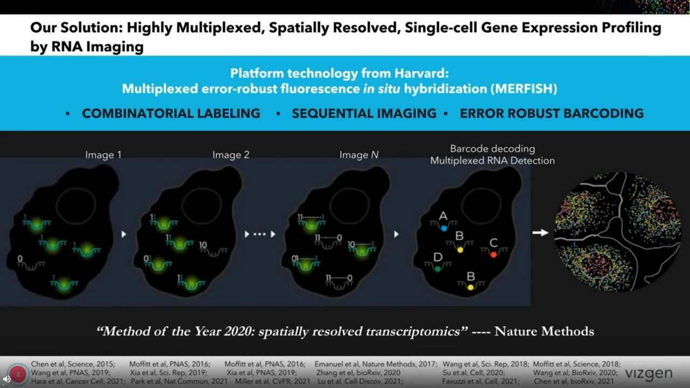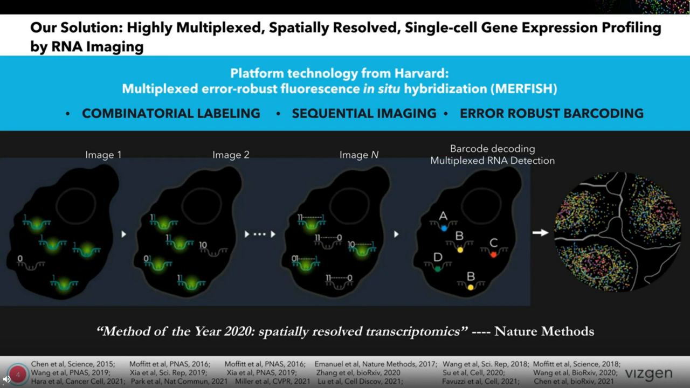MERFISH stands for Multiplexed Error-Robust Fluorescence in situ hybridization. This is an RNA imaging-based technique that can locate and quantify hundreds to thousands of different RNA species at the same time with subcellular resolution. As illustrated on this slide, there are 3 key aspects that make this highly multiplexed approach possible, which are combinatorial labeling, sequential imaging, and error-robust barcoding.